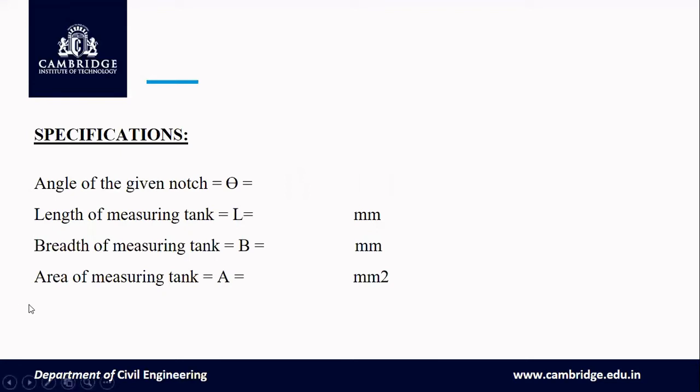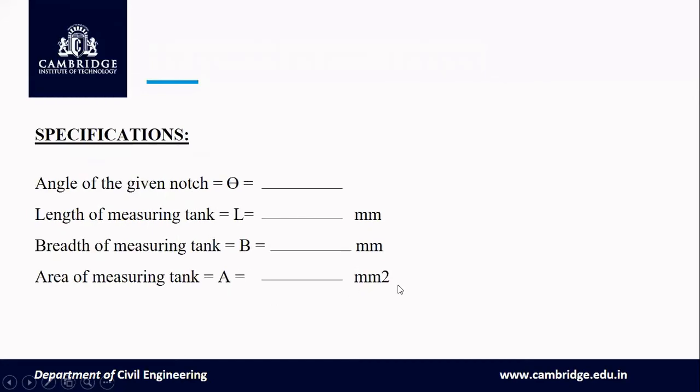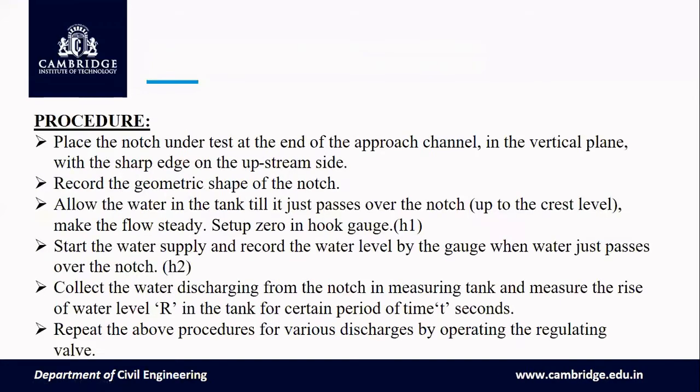Then the length of the measuring tank, that is L in millimeters, you note down. Then the breadth of the measuring tank, that is B in millimeters, you note down. Then the area of the measuring tank, in millimeter square. If the tank is in a rectangular shape, then L into B will give the area of the measuring tank in millimeter square. You have to calculate it and keep it.